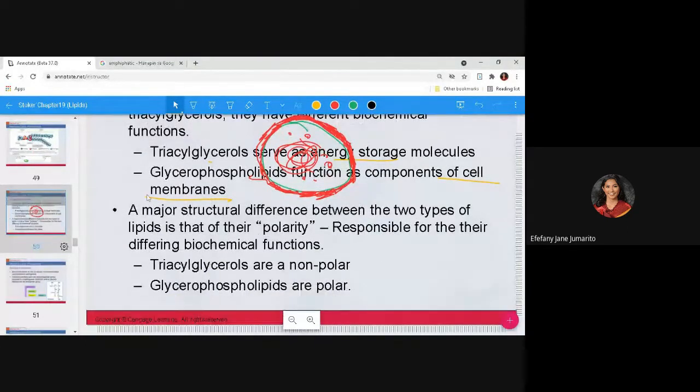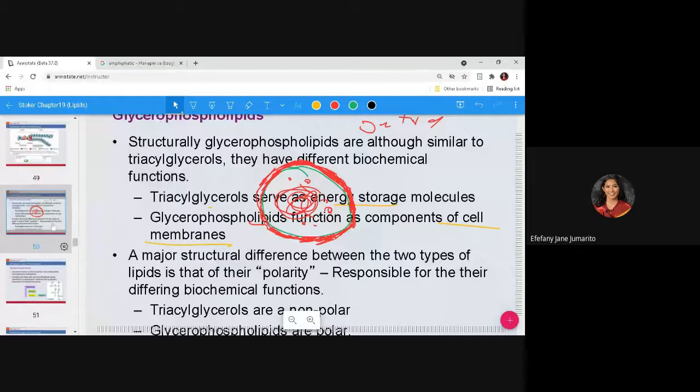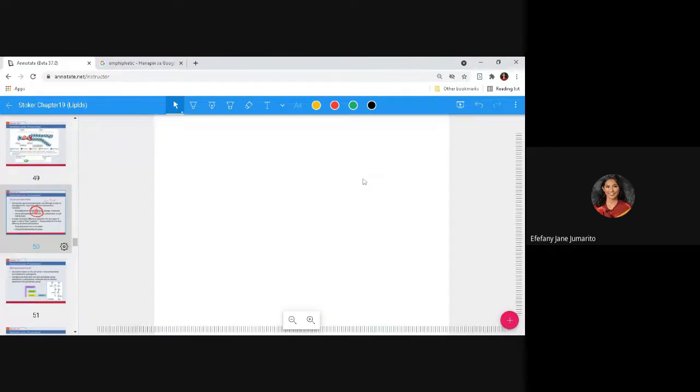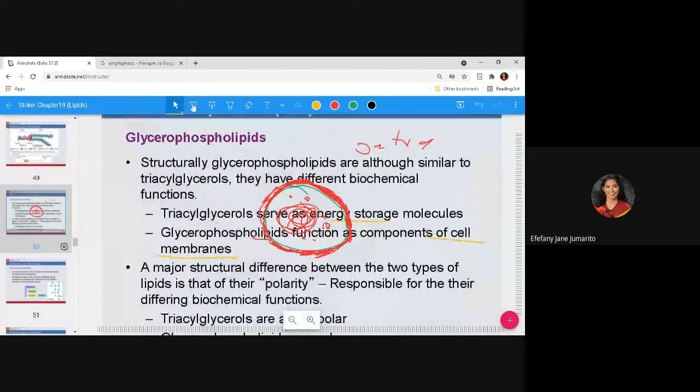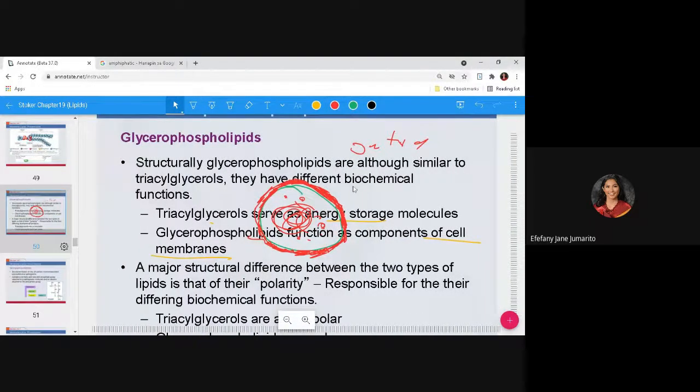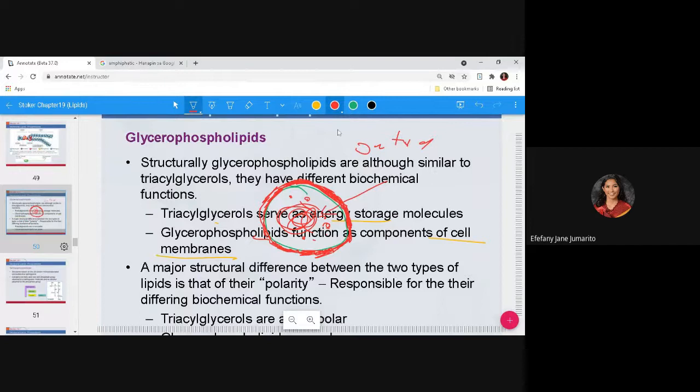Now, why is it amphipathic? Later we will know. Inside the cell happens the metabolism, the processing of your food, your carbohydrates, your water, for other processes. The cell membrane lets your water and your oxygen enter inside the cell.